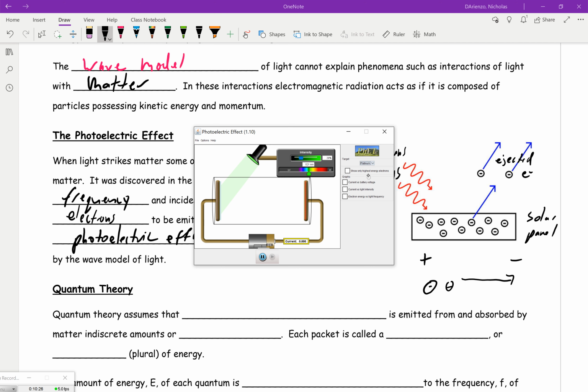And we could change these different metals here. So at the same wavelength, 521 nanometers, platinum isn't ejecting any electrons. We could try increasing the intensity. That's not going to do it. So if we try decreasing the wavelength, maybe we'll start to see some.